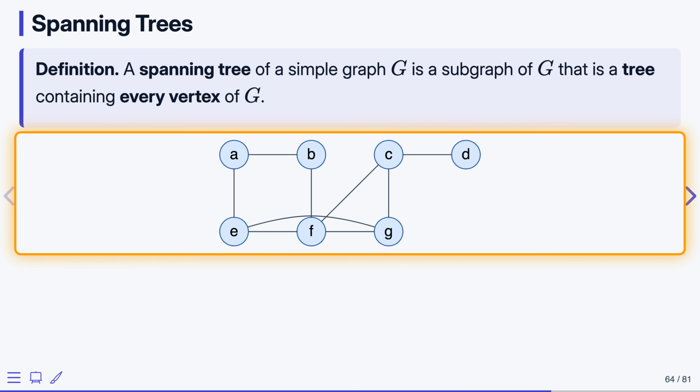Read the graph on the screen. It has 7 dots, A through G, and 9 edges. It is connected, so you can get anywhere from anywhere. But 9 edges is too many. A tree on 7 dots must have exactly 6 edges, so there are loops in here and we will have to break them. Let us do that carefully on the next slide.